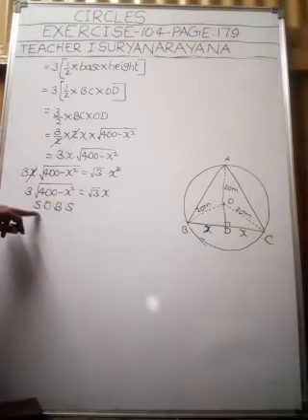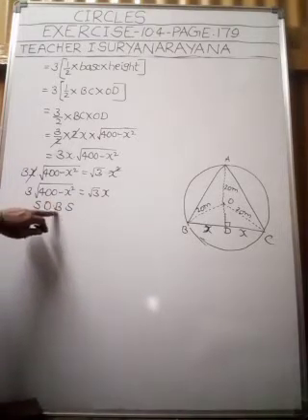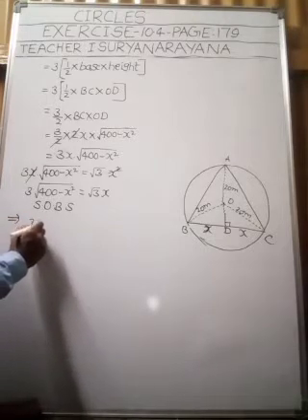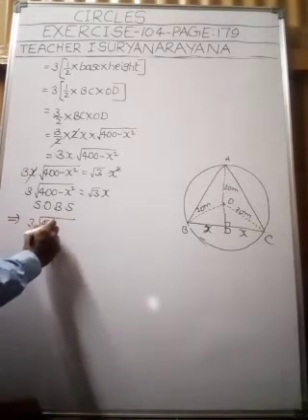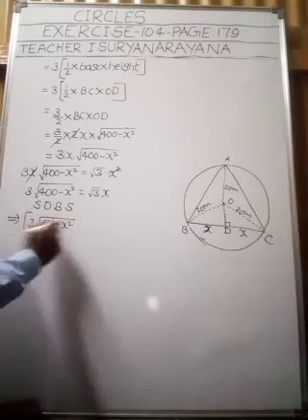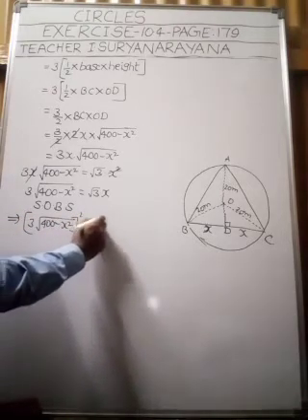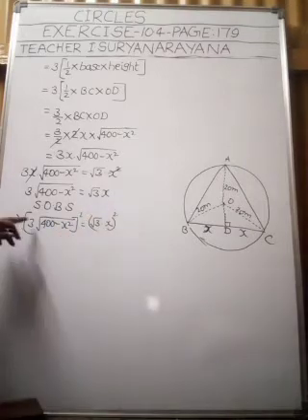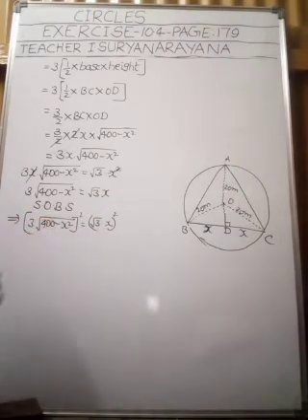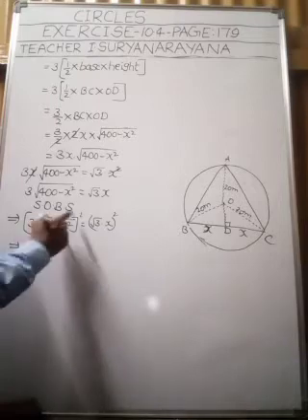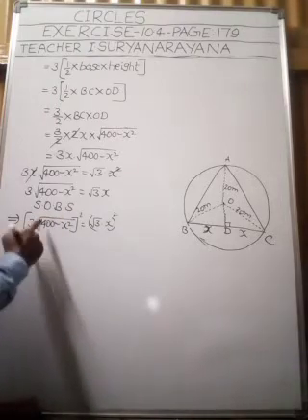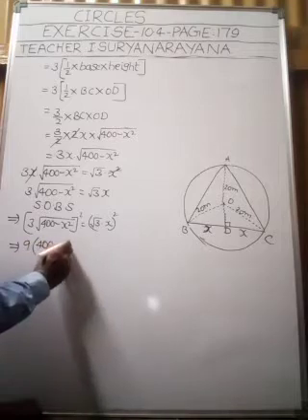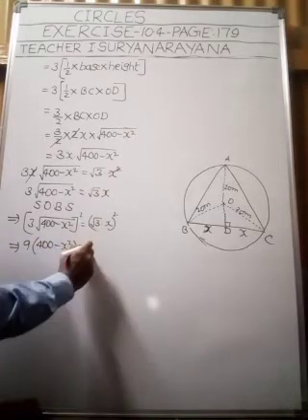Do you remember this, my children? Squaring on both sides. Right. So 3 root of 400 minus x square whole square is equal to root 3x whole square. Understood this step, my children? Right. Then what will you get here? 3 square is 9 into, here we remove the square root symbol, 400 minus x square is equal to, what will you get? 3x square.